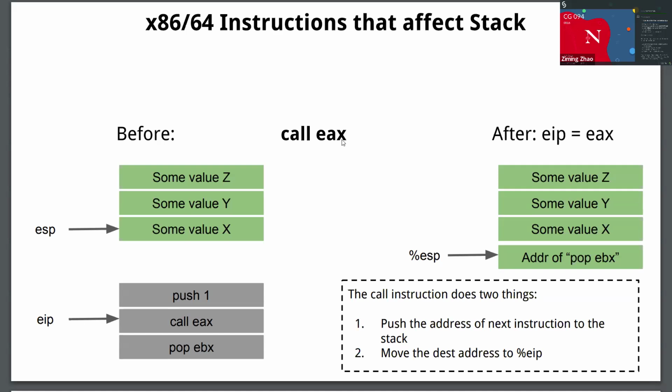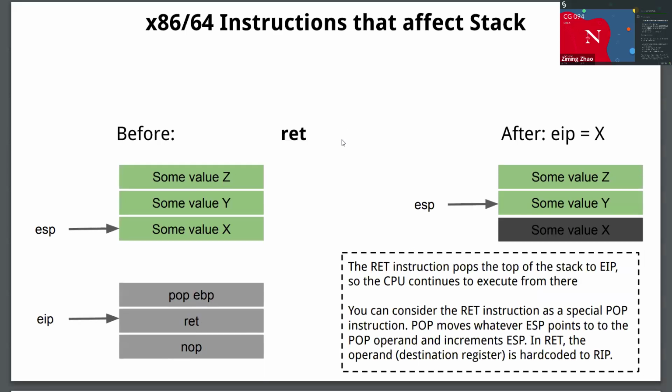It points to the next instruction to execute. So the opposite operation of call is return. Return is actually very simple. The return instruction pops the top of the stack to EIP, so the CPU continues executing from there. So it's basically a pop. But with your pop instruction, you need to specify which register you pop to. Return, you don't need to do that. It's implied. It is the EIP.